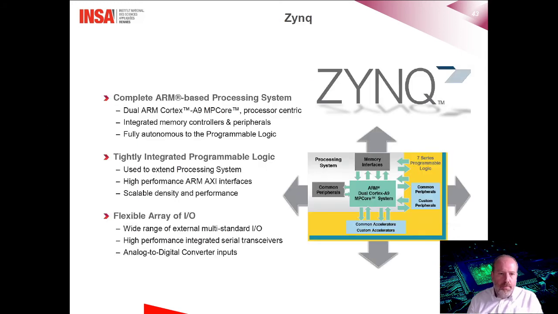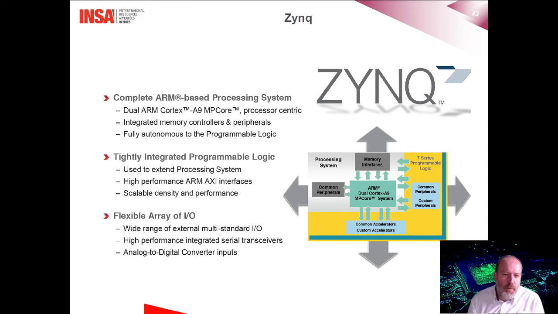So here's an example of the Zynq processing device, which is very popular. It's implemented in lots of Xilinx FPGAs today. It's a complete ARM-based processing system which features dual ARM Cortex-A9 cores. It integrates memory controllers and peripherals and is fully autonomous to the programmable logic. What makes it very powerful is that it's tightly connected to the programmable logic. The fabric is used here to extend the processing system and can be seen as an accelerator. This is made possible by high-performance interfaces.